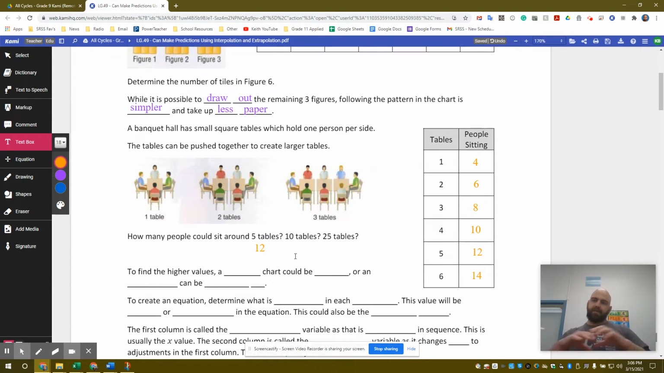So if we have 5 tables pushed together in a big long row, we're going to be able to put 12 people at those tables. But if we start going to bigger numbers, so things like 10 or 25, we're going to need a much bigger chart or a lot more diagrams to come up with that. We could draw out 10 tables and then figure out how many people can go there. Or what we can do is, again, use this table or another way here. To find the higher values, a longer chart could be drawn, or an equation can be thought up.